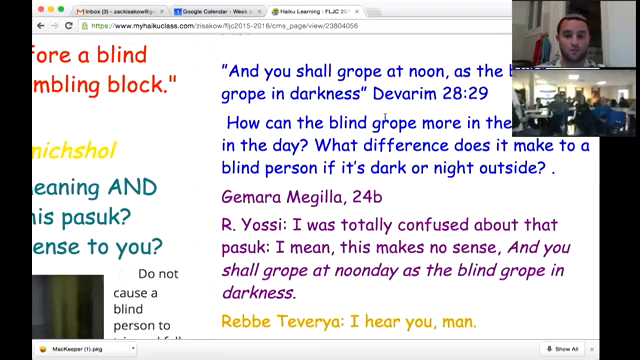And you shall grope at noon as the blind grope in darkness. Okay, so now we're going to ask a question about what this line is, a verse in the Torah. We're going to ask what it means, okay?